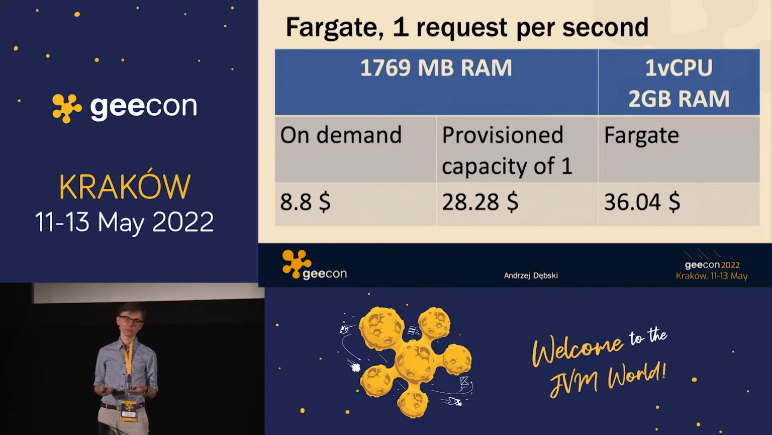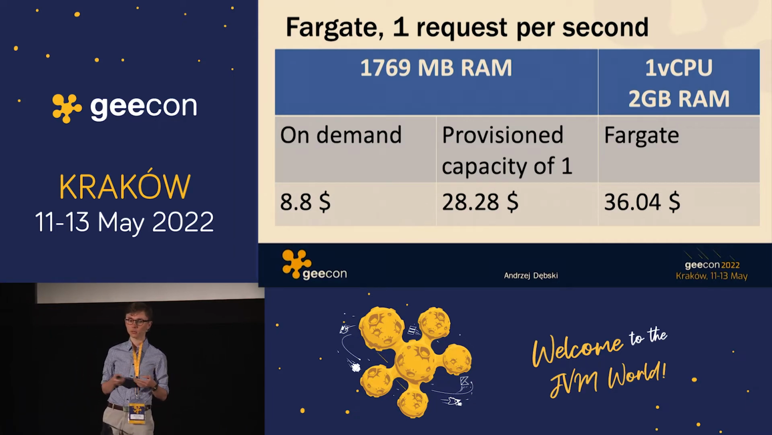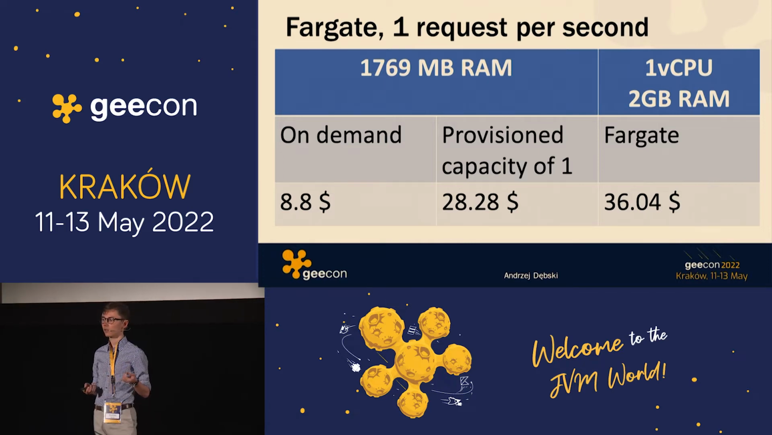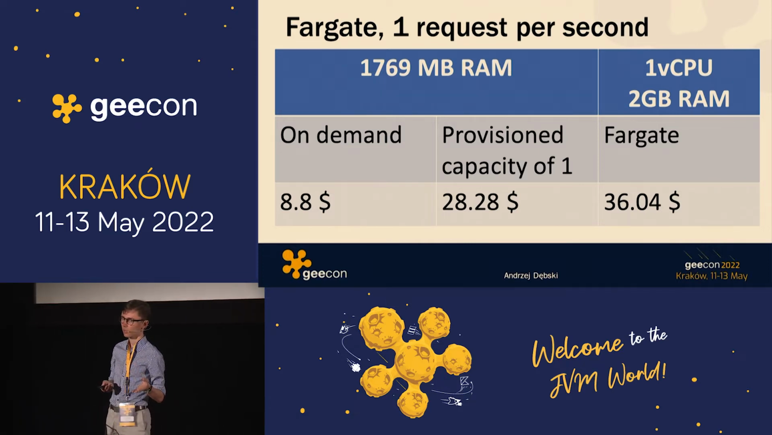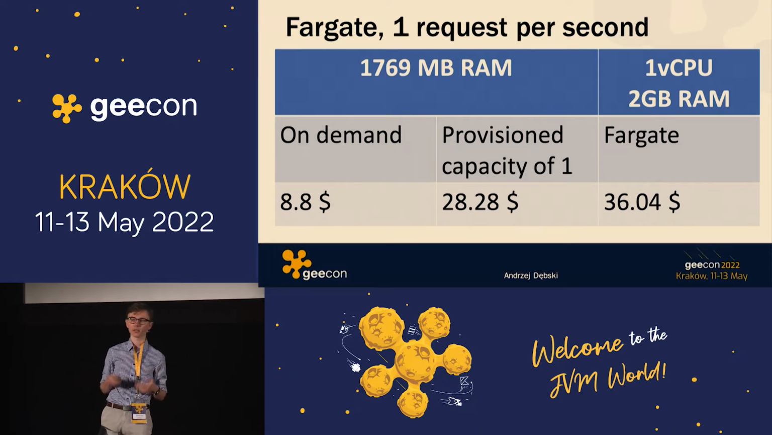So on demand, $8.8, still pretty cheap. That's quite a big function. Provision capacity, we now see that there is already a bigger difference between on-demand and provision capacity. Fargate for one task costs $36 per month. So one can say, oh, Fargate is more expensive, let's not use that.